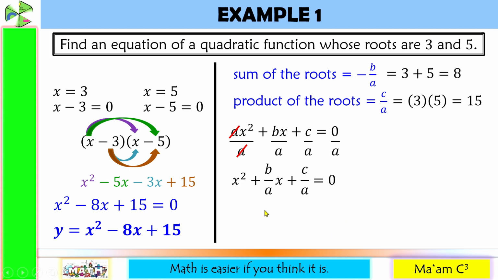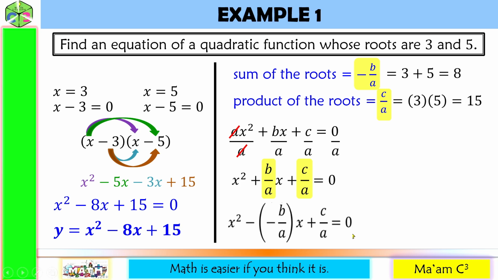Notice now that this b over a is the same as b over a here except for the negative. This c over a is also the same c over a here. Let me rewrite this considering this negative here. This will be x squared minus negative b over a of x plus c over a equals 0.